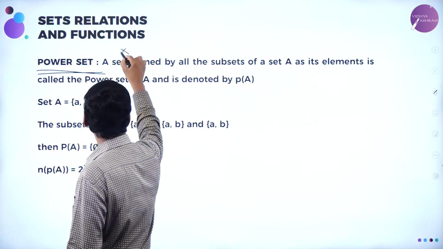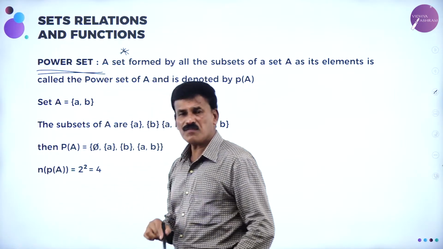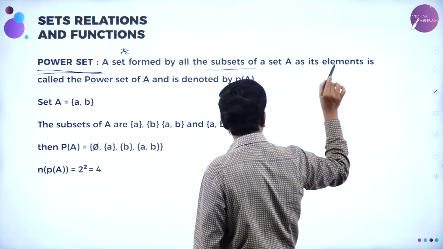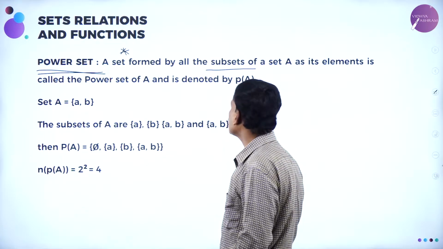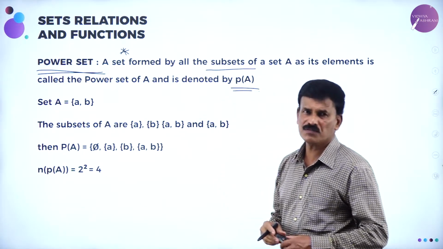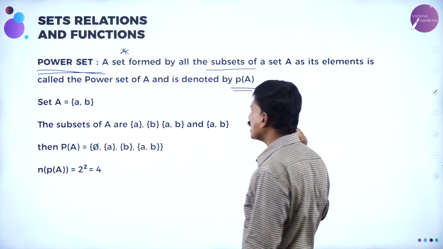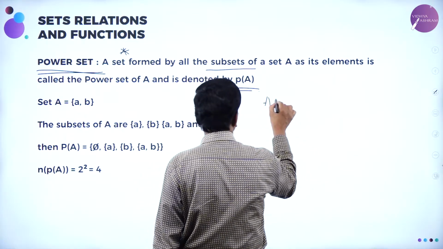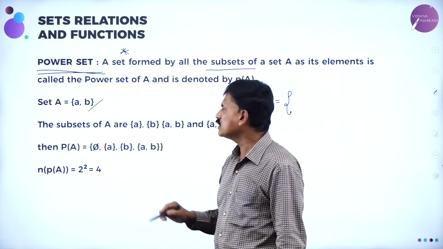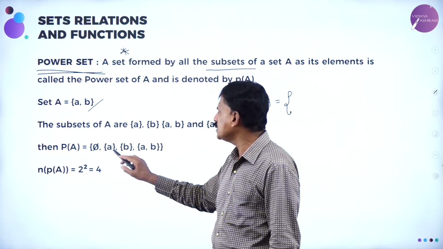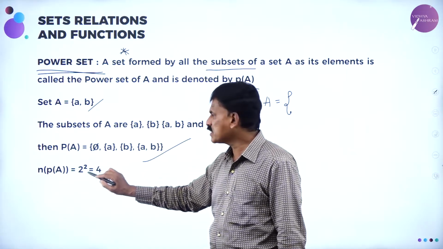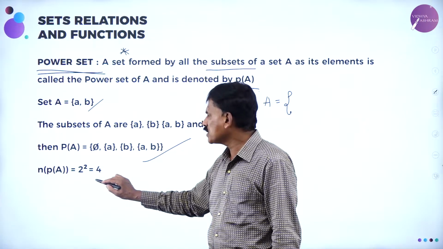Very important concept, this is power set. The set of all subsets is called the power set. A set formed by all the subsets of A is called the power set of A and it is denoted as P of A. Now, let us consider for example, if A = {a, b}, then all the subsets of A are {a}, {b}, {a, b} and the null set. So, therefore, the number of elements in the power set of A is 2 square, that's equal to 4.